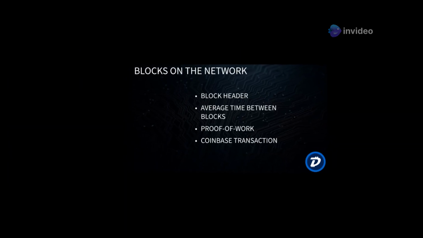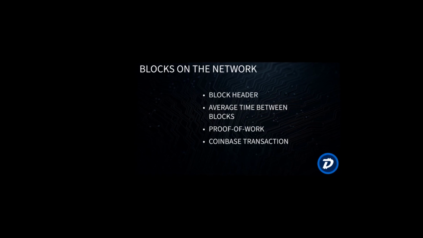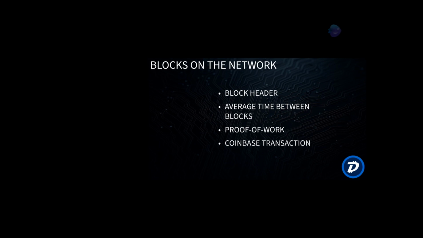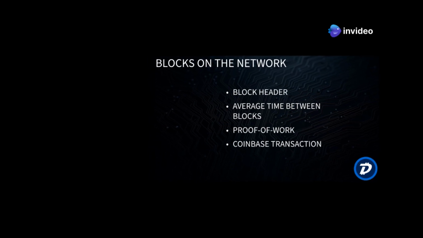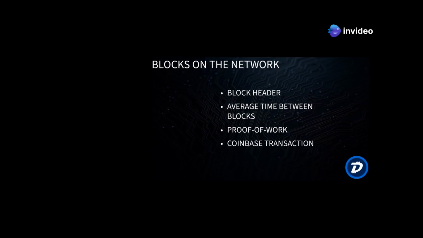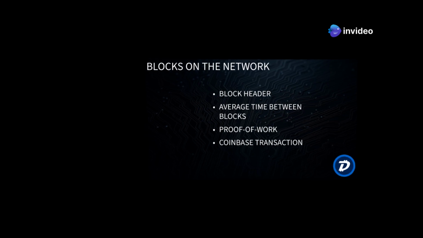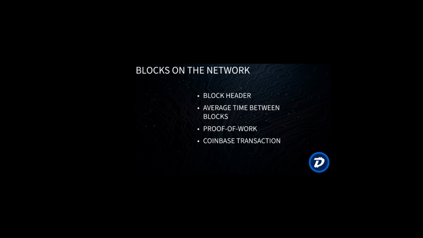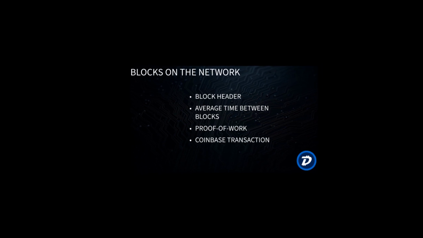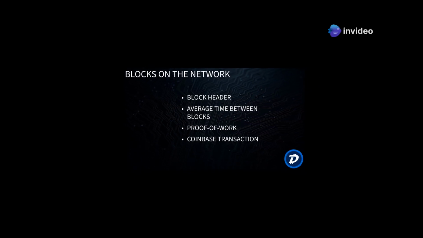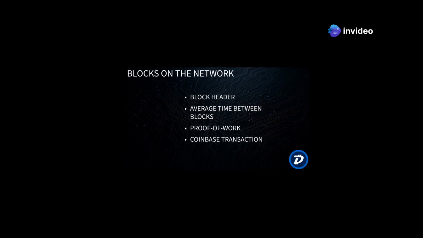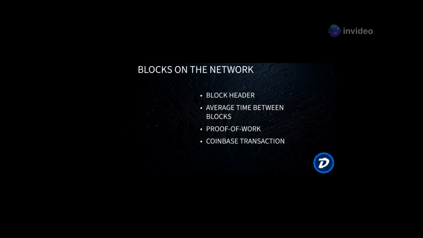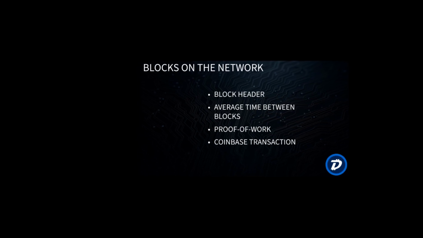In DigiByte, blocks are a fundamental part of the network structure. Each block contains a list of transactions, a timestamp, a reference to the previous block, and a proof of work. This structure ensures that blocks are linked together in a chain, forming the blockchain. Block headers play a crucial role in maintaining the integrity of the blockchain. Each block header includes several important pieces of information: version, which indicates the version of the DigiByte protocol; previous block hash, a reference to the hash of the previous block, ensuring the chain's integrity.